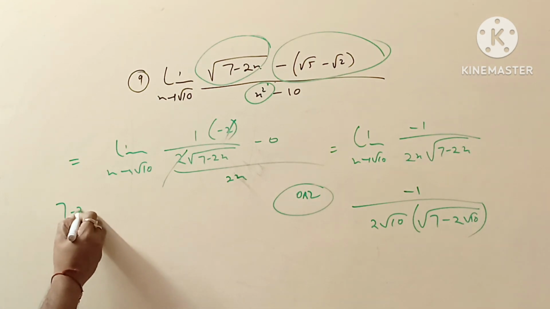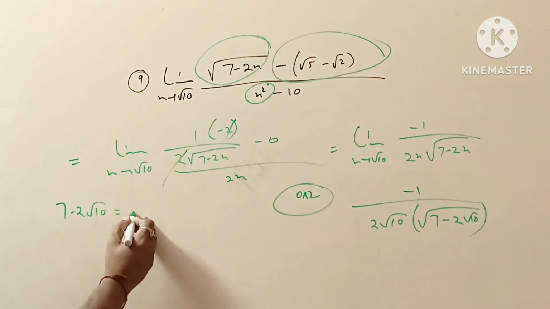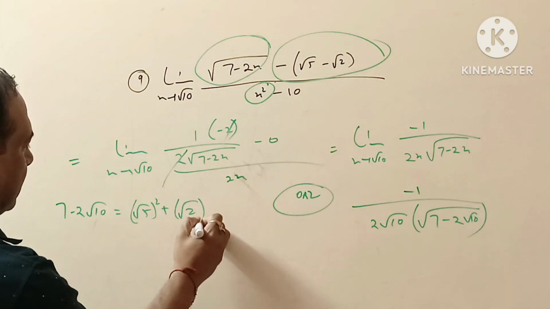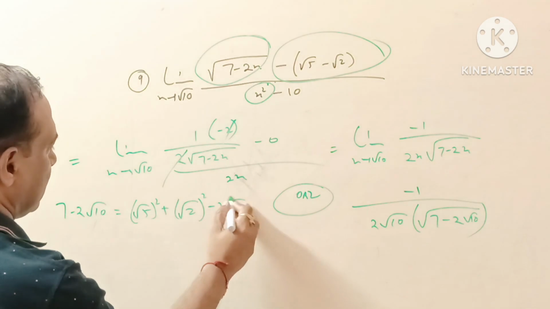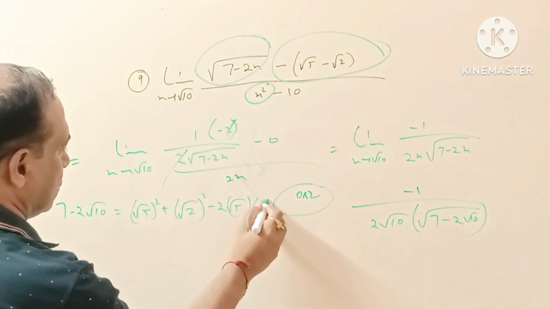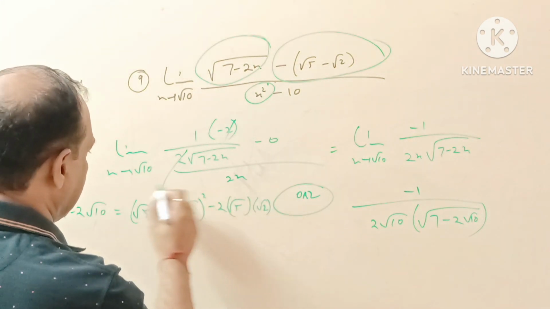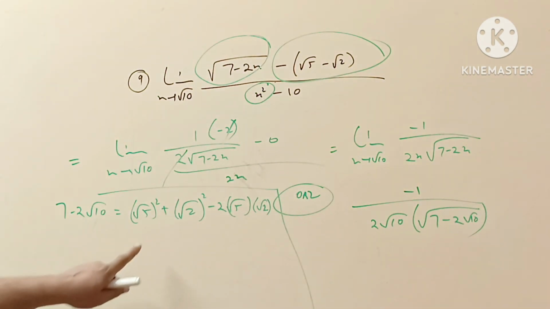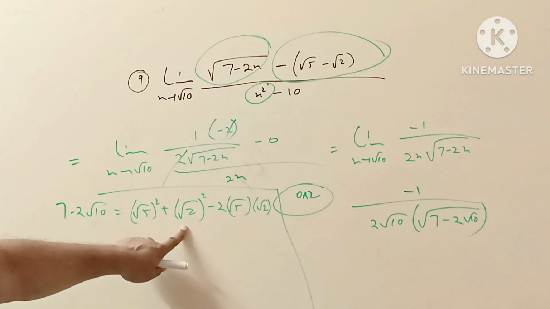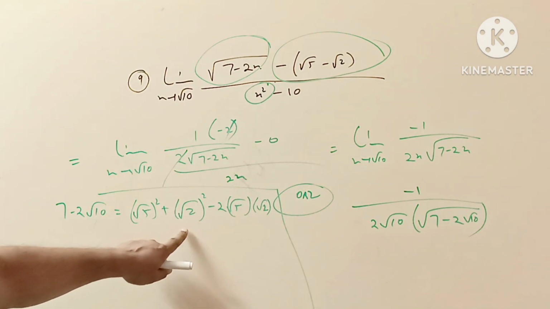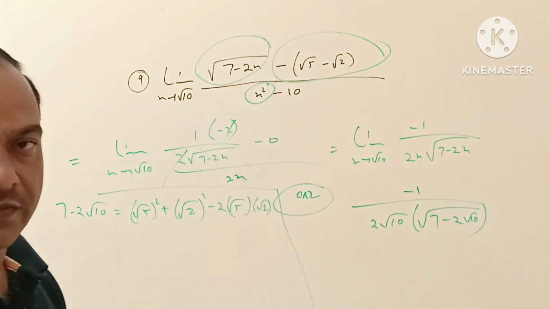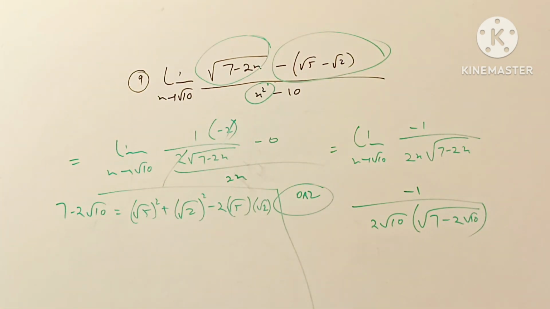Now you have 7 minus 2 root 10. It can be rewritten as under root 5 square plus under root 2 square minus 2 times root 5 times root 2. You can apply this, because if you square under root 5, it will be 5. Squaring under root 2, you will have 2, and 5 plus 2 is 7. And if you multiply both the numbers root 5 and root 2, you will have under root 10, so you get 7 minus 2 root 10.